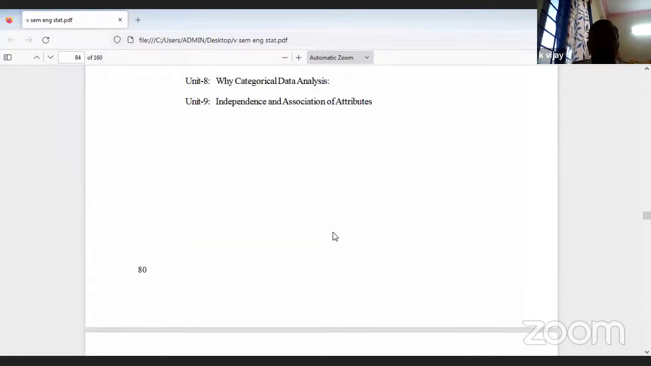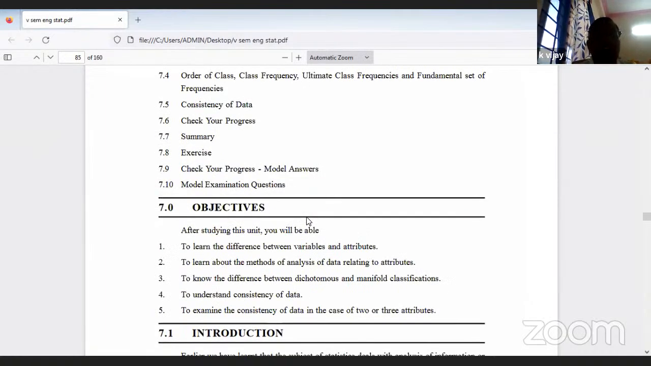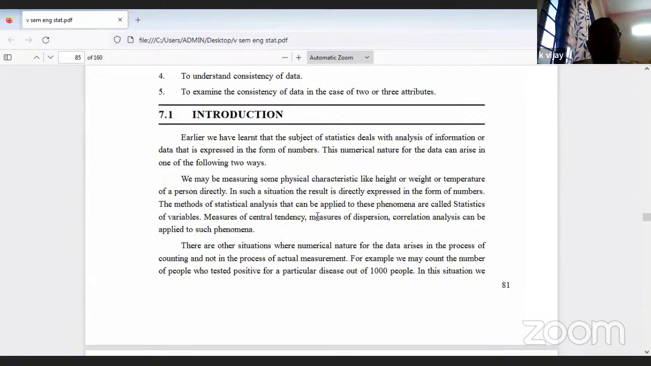Then we can do data. What is the classification of categorical data? Notation, order of class frequency, ultimate class frequency, fundamental set of frequency, constant of data we can study here.